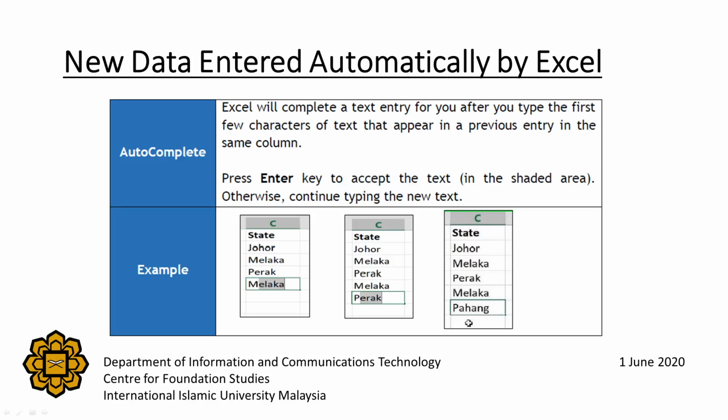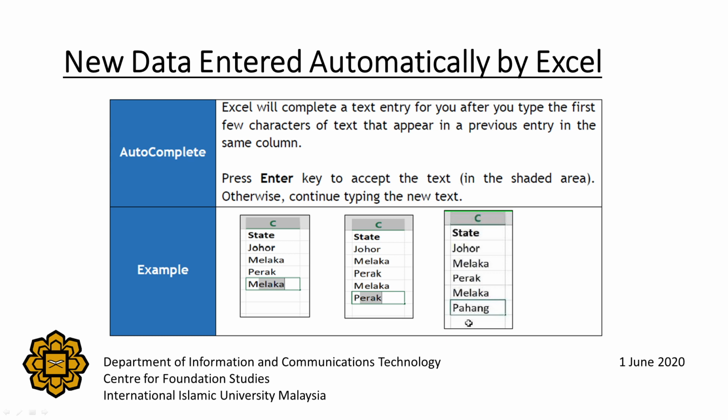All right. There is another interesting format inside Microsoft Excel. You can enter new data automatically in Excel. There are two formats that we call autocomplete and autofill. What does autocomplete mean?